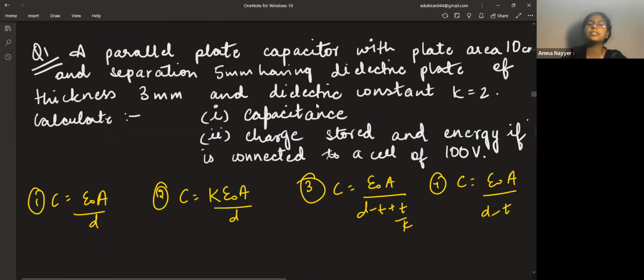Now read the question and all of you in the chat column answer me. Which of the following will you use? 1, 2, 3, 4. All of you quickly write in the chat column. According to the question, what do you think? Which formula should be used?